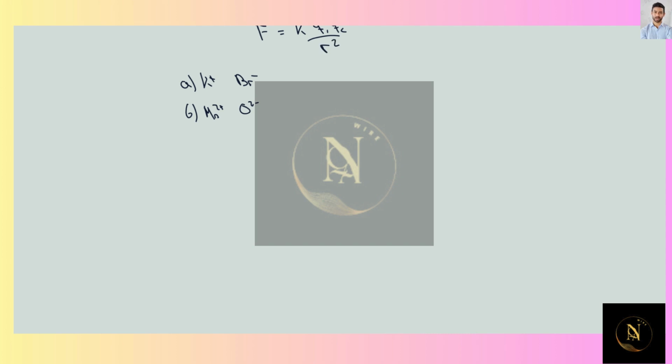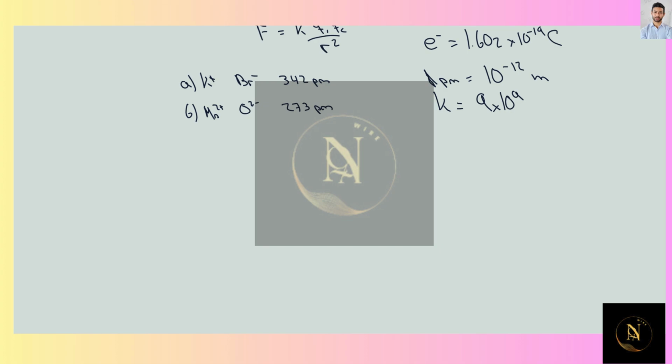For the first system, the distance between both ions is 342 picometers, and in the second case, the distance is 273 picometers. Useful information: the elementary charge of an electron is 1.602 times 10 to the minus 19 coulombs, 1 picometer is equal to 10 to the minus 12 meters, and finally, Coulomb's constant is 9 times 10 to the 9 newton meter squared over coulomb squared.